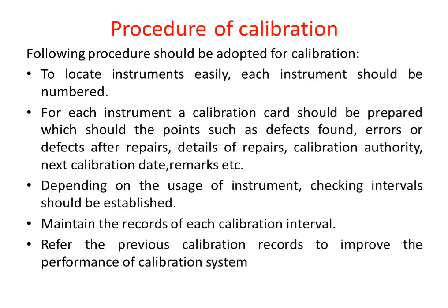Let us see the procedure of calibration. Following procedure should be adopted for calibration. To locate the instruments easily, each instrument should be numbered. For each instrument, a calibration card should be prepared, which should contain the following points such as defects found, errors or defects after repairs, details of repairs, calibration authority, next calibration date, remarks, etc. Depending on the usage of the instrument, checking intervals should be established. Then maintain the records of each calibration interval. Refer to the previous calibration records to improve the performance of calibration system. So all these are the points included in the procedure of calibration which need to be followed.